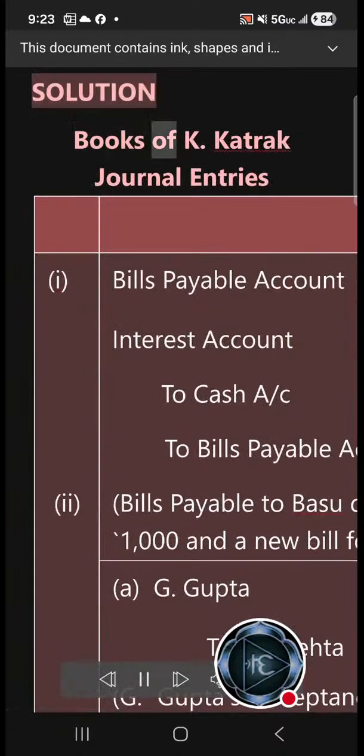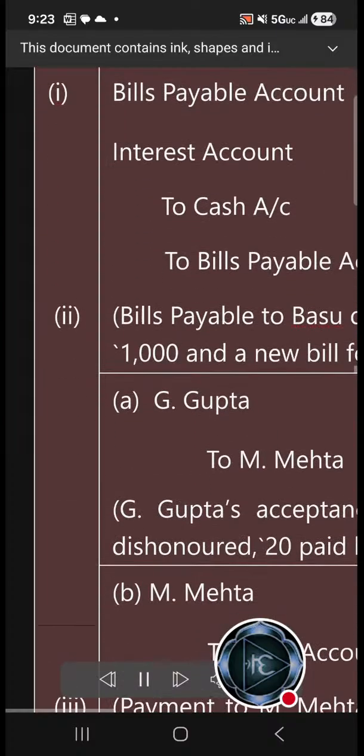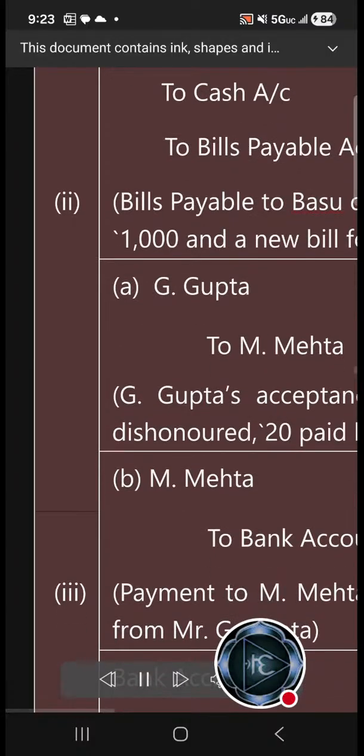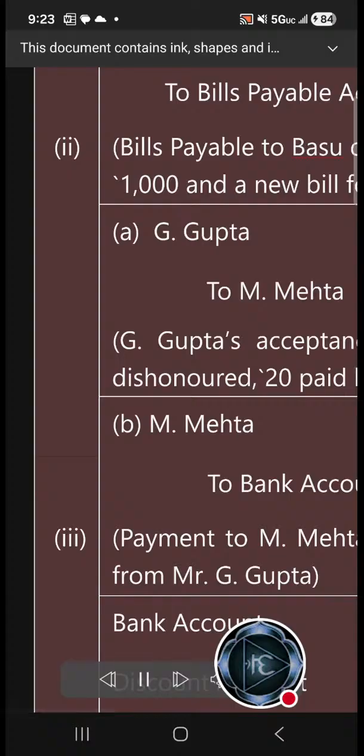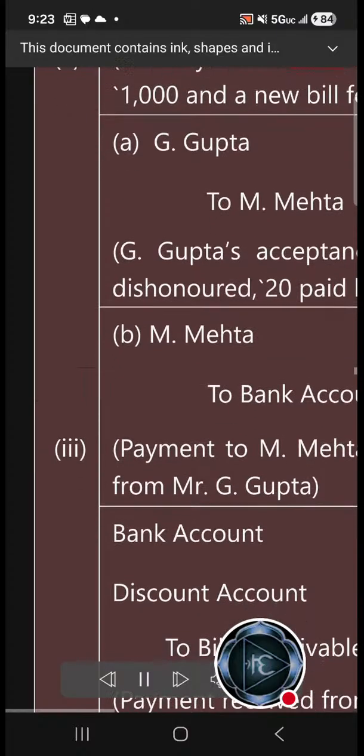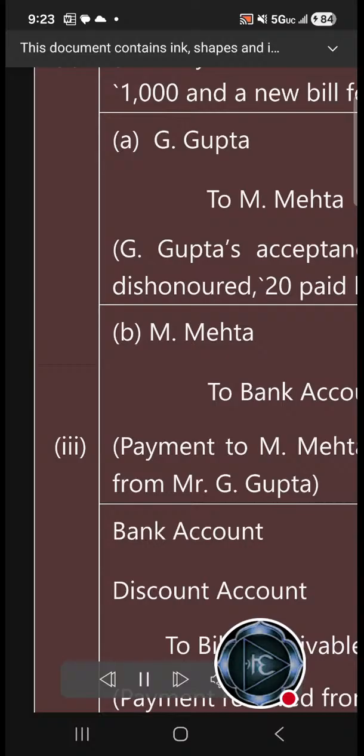Solution: Books of Katrak journal entries. 1. Bills payable account: Dr. 2,500. Interest account: Dr. 50. To cash A/C: 1,000. To bills payable account: 1,550. Bills payable to Basu discharged by cash payment of 1,000 and a new bill for 1,550, including 50 as interest.